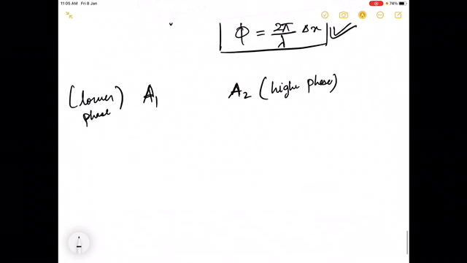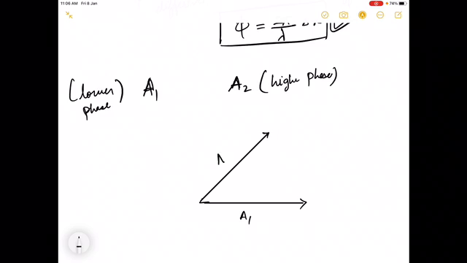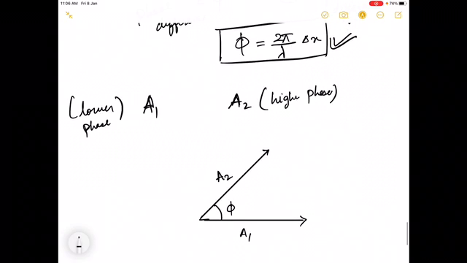Now what you have to do here is vectorially add these two amplitudes. The amplitude with lower phase, A1, will be my first vector. The A2 amplitude, which had higher phase, I will put here as my second vector. The angle between them is the phase difference, which we have already calculated. Let me call it phi. Okay, now what do we have to do?